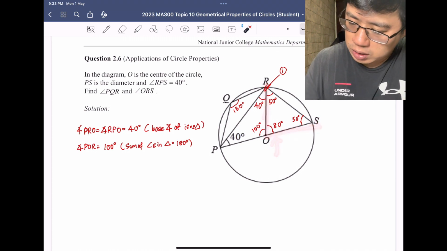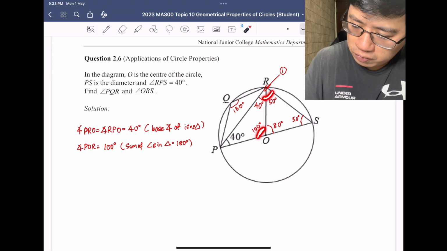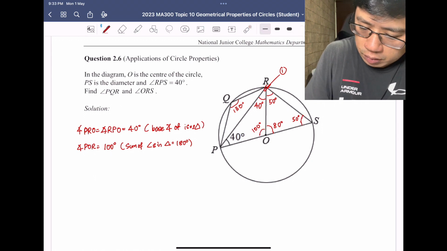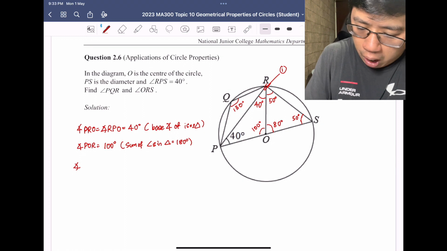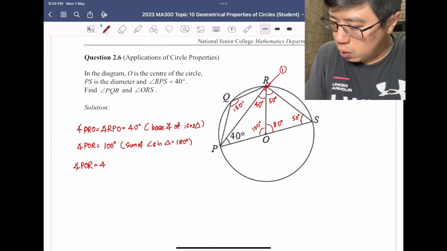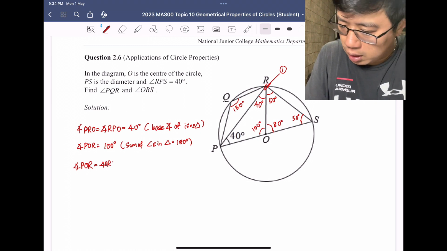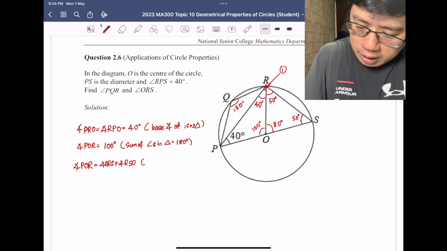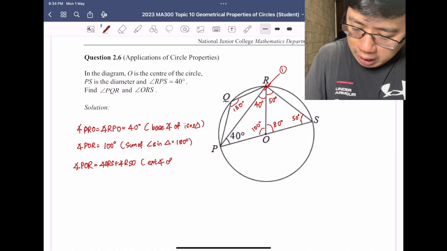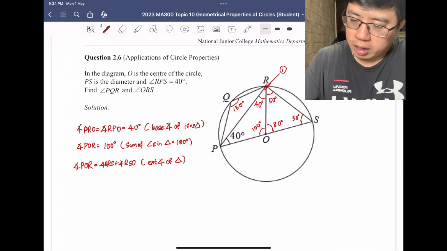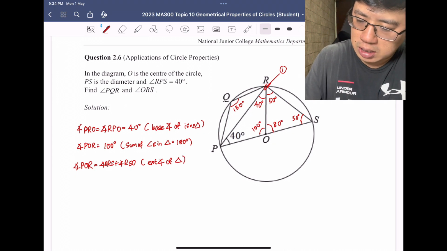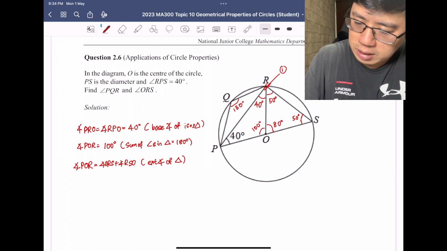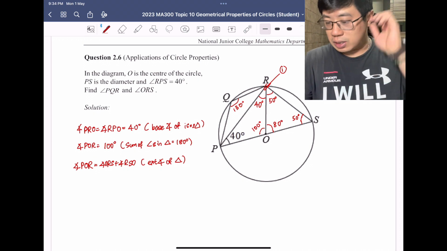Now, in fact, I don't even need to do this. I can just say that 100 is equals to 50 plus 50. I can also say that angle POR is equals to angle ORS plus angle RSO, right? This is because I'm looking at the exterior angle of a triangle. Remember, an exterior angle of a triangle basically looks something like this, right? This angle here is equals to this plus this. Angle X is equals to angle Y plus Z. It looks like a slipper. Okay, it looks like a slipper, right?